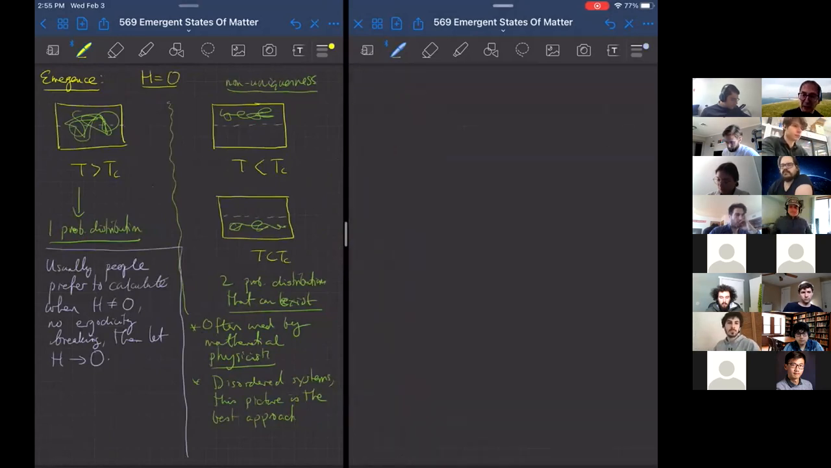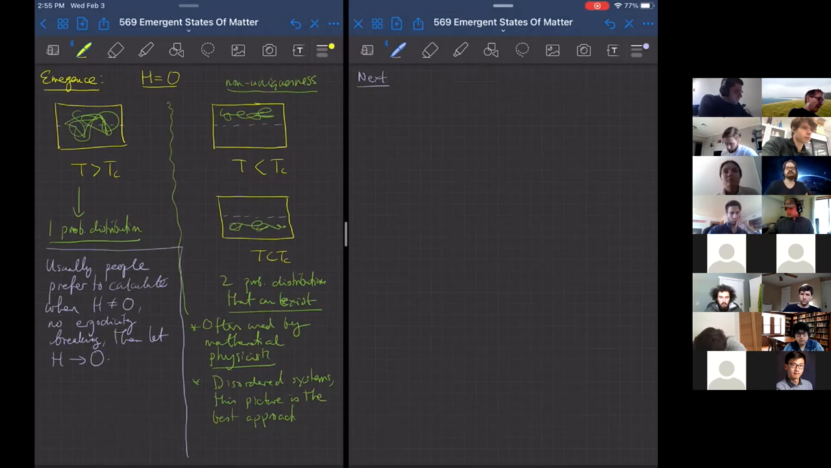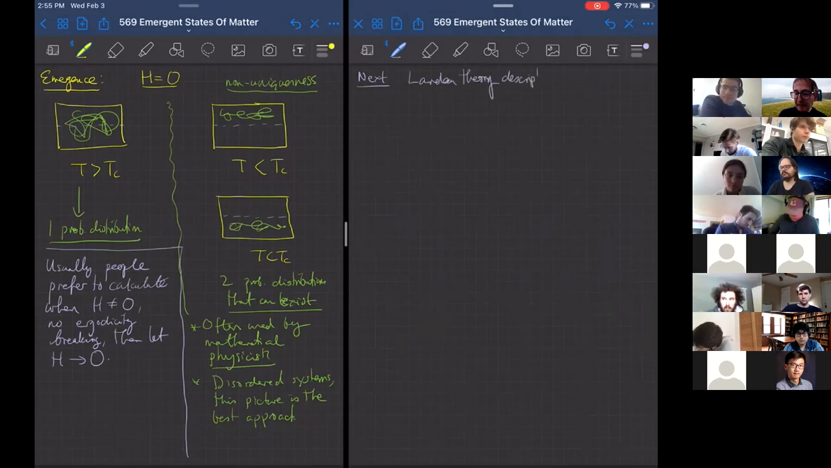So the next thing I want to do is talk about a coarse-grained level of description, which is Landau theory. And so I'm going to literally start off by just writing this down, and I'm going to assume that you have seen this before in statistical physics. So next we're going to look at the Landau theory description, or a magnet near a critical point.